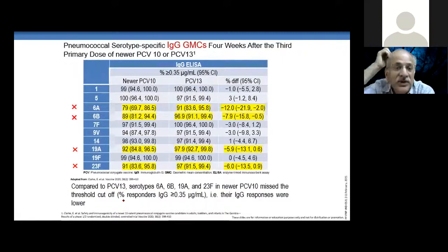This slide I wanted to highlight because this will be shown to you, saying that when we compare the IgG GMCs of the new PCV10 and the old PCV13, in 6A, 6B, 19A, 23F, the GMC levels, the ELISA levels, of the new PCV10 are less: 79, 91, 89, 96 are less as compared to PCV13. But you must know, this is a very important point, that these levels of the new PCV10 are actually being compared with the phase 2 study, which was done in Gambia.